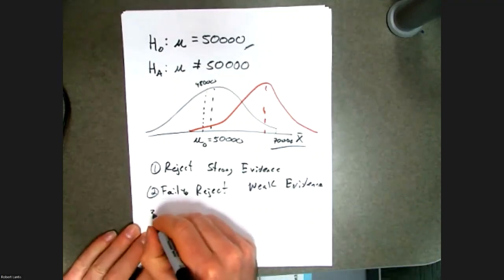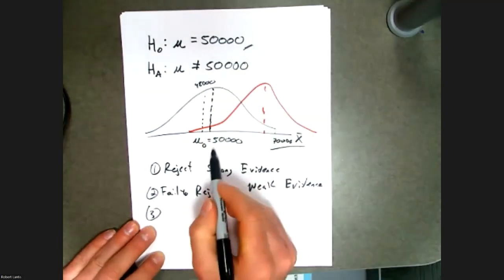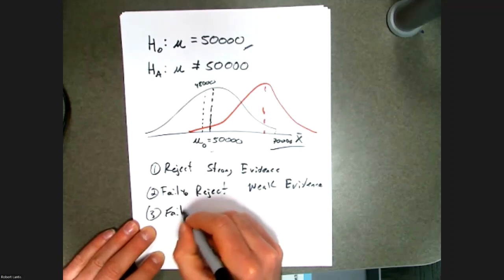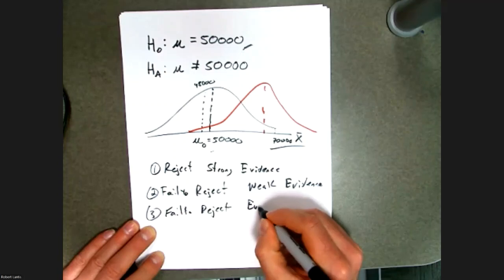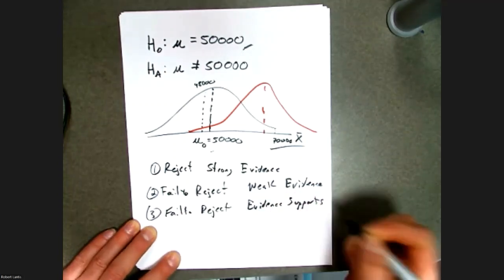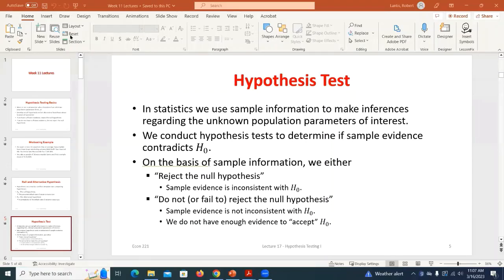And then the third is if we found a sample mean that was exactly equal to 50,000, then we would fail to reject because we found evidence that supports the null. Okay. So those are kind of three different scenarios that we could have.